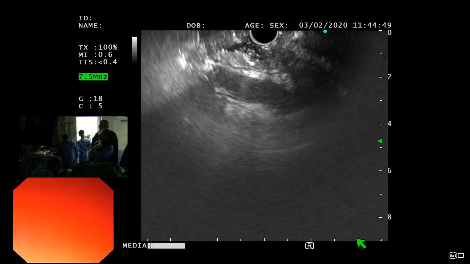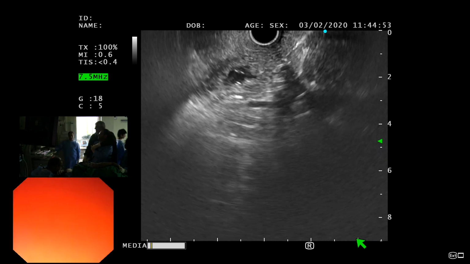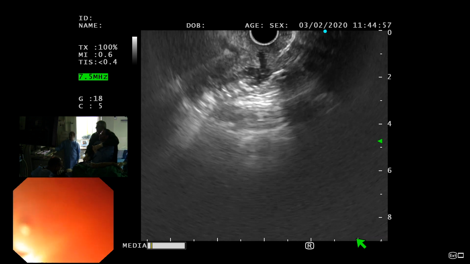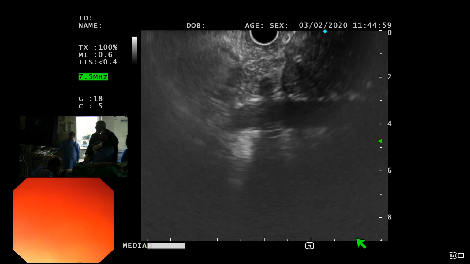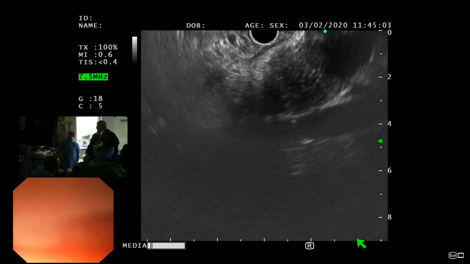When you tip up and tip down, your position should not move. That's your stent. We have probably fallen back maybe. I think so. No, we haven't. That's your uncinate.